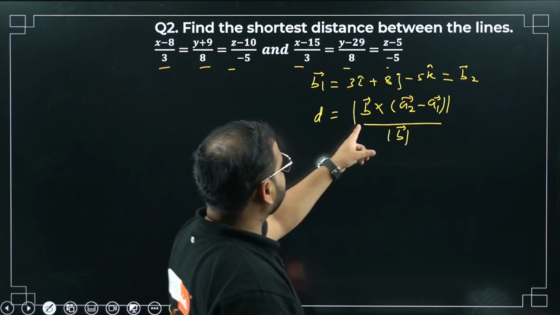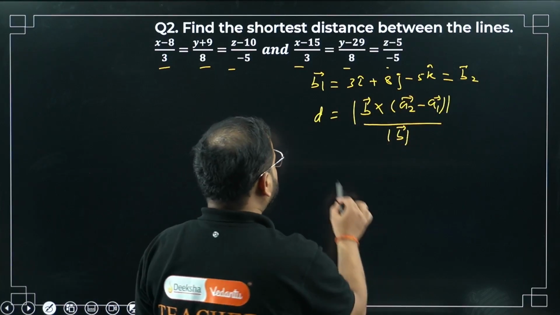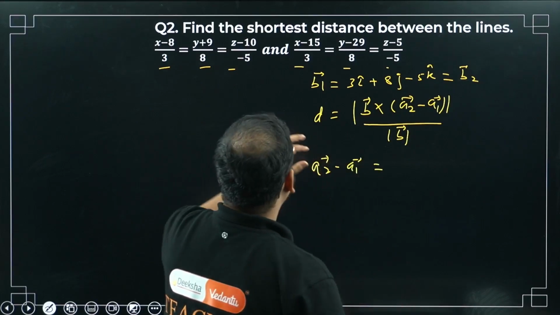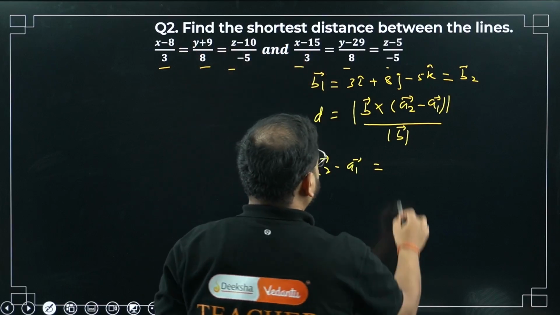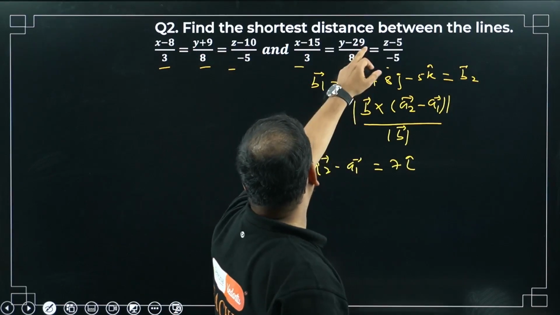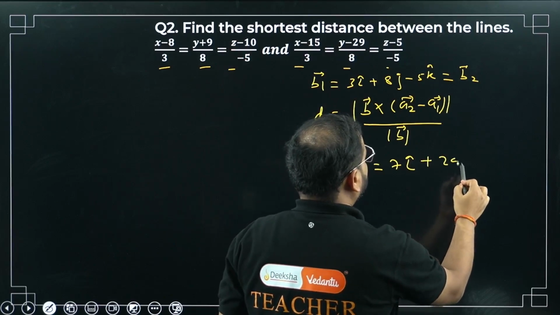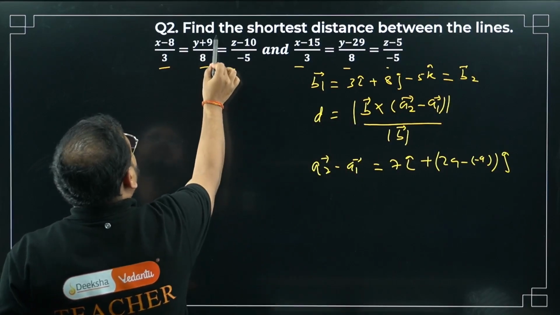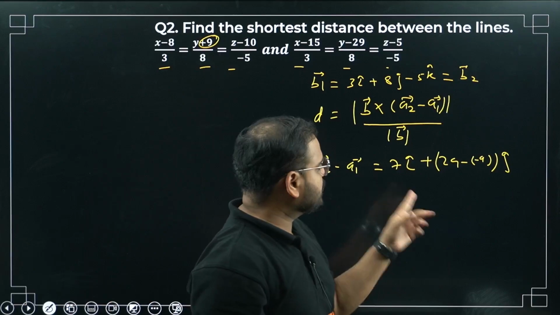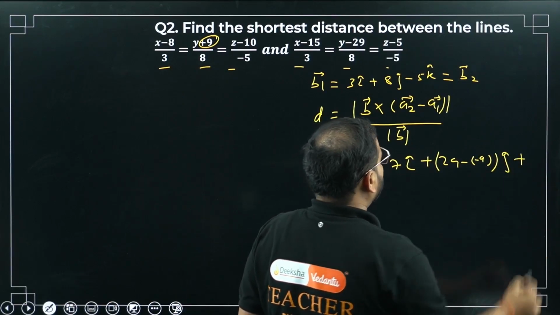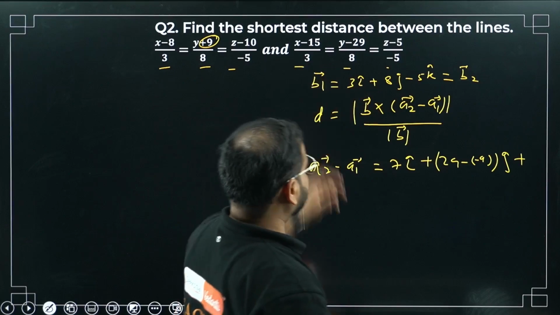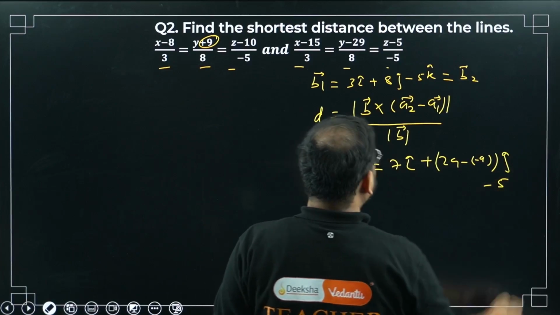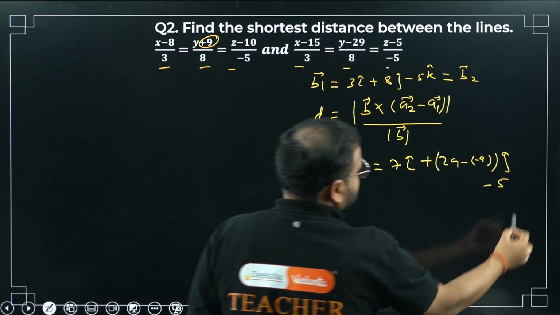So how will you find B? B is already known here, same. What we have to find is A2 minus A1. So let's find A2 minus A1. A2 minus A1 will be a vector, correct? So check here, 15 minus 8, so 7i cap. Next, 29 minus of minus 9, j cap. How minus of minus 9? Please check, plus 9 is there. I have to write in the form of y minus y1. So minus of minus 9 j cap, plus for k cap what do I have? Minus 5. So 5 minus 10, so minus 5 k cap, not plus. Excuse me. 5 minus 10 is minus 5, right? So minus 5 k cap.